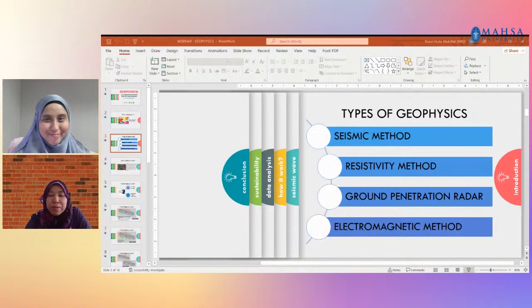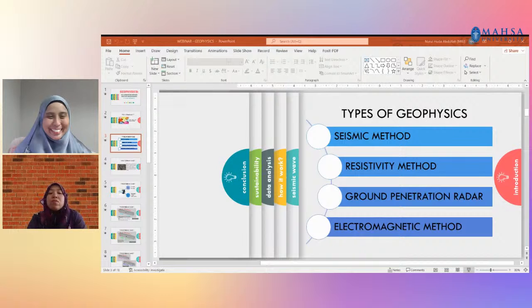We will continue with the seismic method. As I said, we focus only on the seismic method. Seismic waves are waves of energy that travel through the Earth's layers, and are the result of earthquakes, volcanic eruptions, magma movement, large landslides, and large man-made explosions that give out low frequency acoustic energy. This is just the general definition of seismic waves.